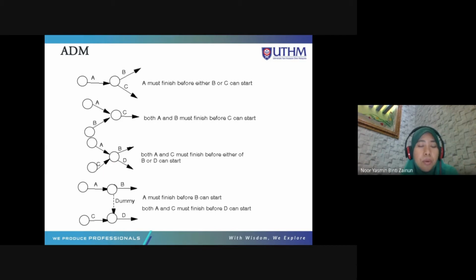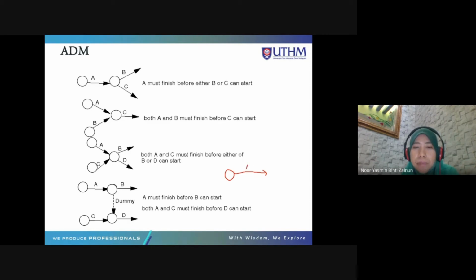However, if you have a more complicated relationship to show, you can create a dummy. For example here, A must finish before B can start. However, A and C must finish before D can start. So how do we do this? If you do not create a dummy, you cannot have two arrows with the same activity. One arrow for one activity only.